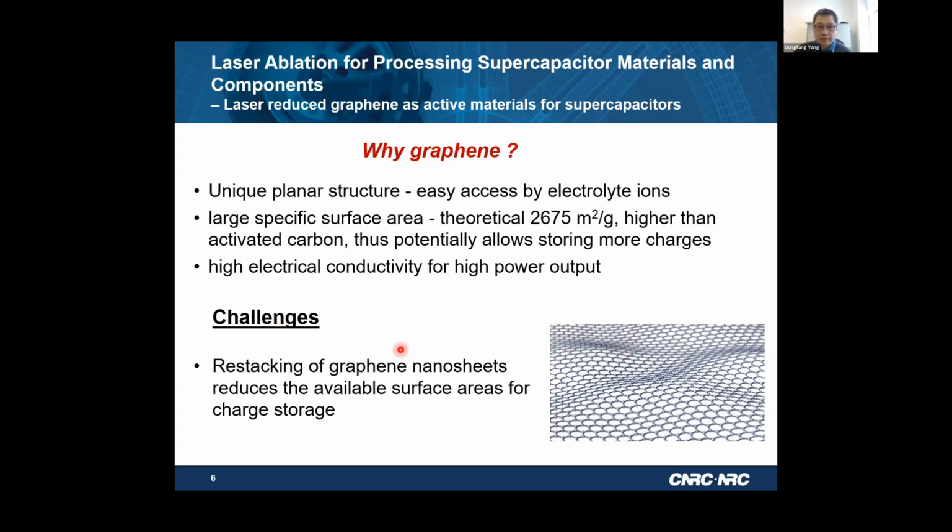But what is the challenge of graphene? Most of the time, graphene does not stand alone as a single sheet. The sheets have a tendency to stick together by van der Waals force. When they are stuck together, ions cannot go in between the sheets. So there is a resistance for ions to go in, and the amount of ions that can go in cannot really occupy all the graphene surface. So this is a challenge.